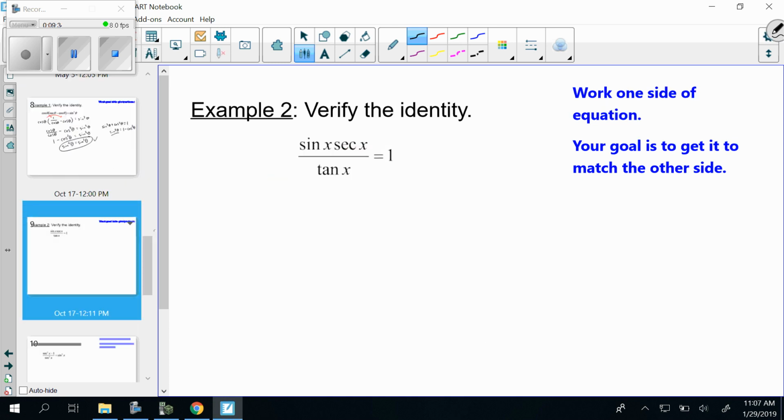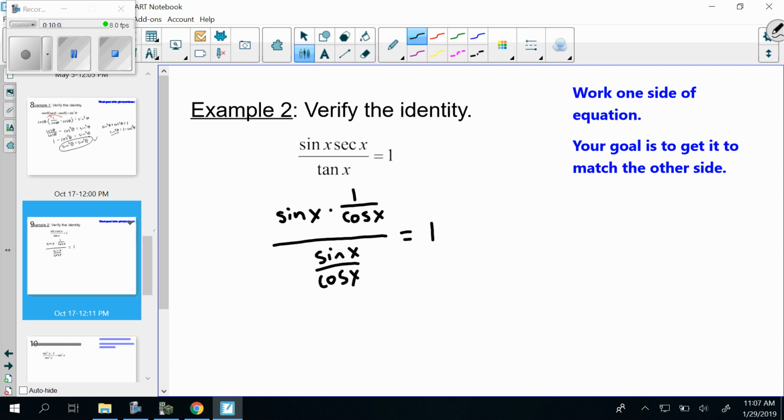All right, let's try another one. Verify this one. So again, we want to show that the left side equals 1. So let's first do like we did on the last one. Let's put this in terms of sine and cosine. So sine is already sine. Secant we know is the same as 1 over cosine. And then tangent's the same as sine over cosine. We want to show that equals 1.